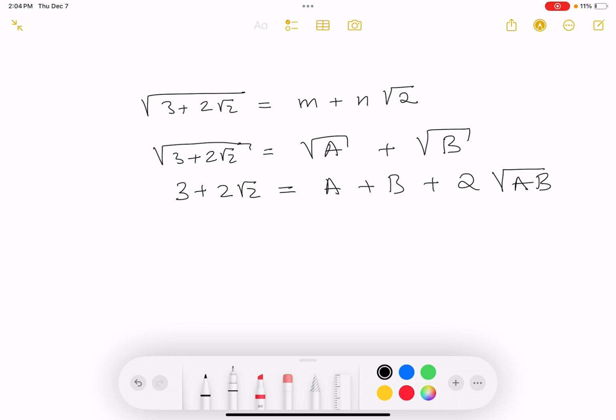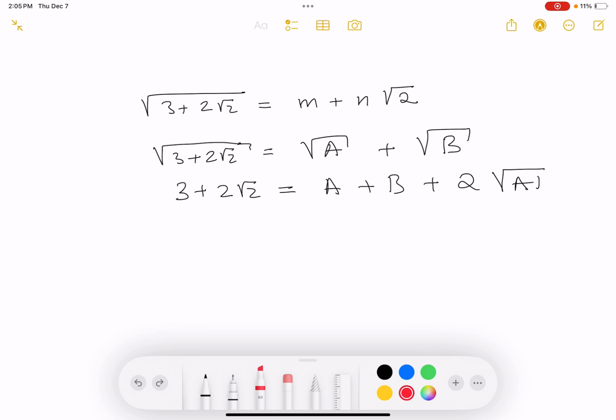So when I equate coefficients, this is 3. That would have to equal those two numbers, a plus b, which are integers, by the way. And then, I see the 2 over here and the 2 over there. So what I'm really equating is ab with what's inside the radicand, which is a 2. Inside the radical, which is called the radicand, is a 2. So let me write that down for you.